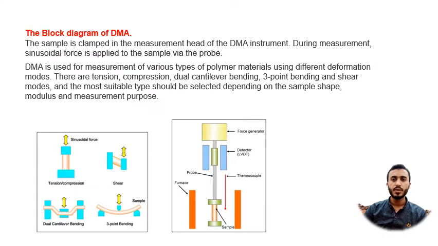The block diagram of DMA. The sample is clamped in a measuring head of the DMA instrument as shown in the figure. During measurement, a sinusoidal force is applied to the sample via the probe. DMA is used to measure various types of polymer material using different deformation modes. There are tension, compression, dual bending, three-point bending and shear mode, and the most suitable type should be selected depending on the sample shape, modulus and measurement purpose.